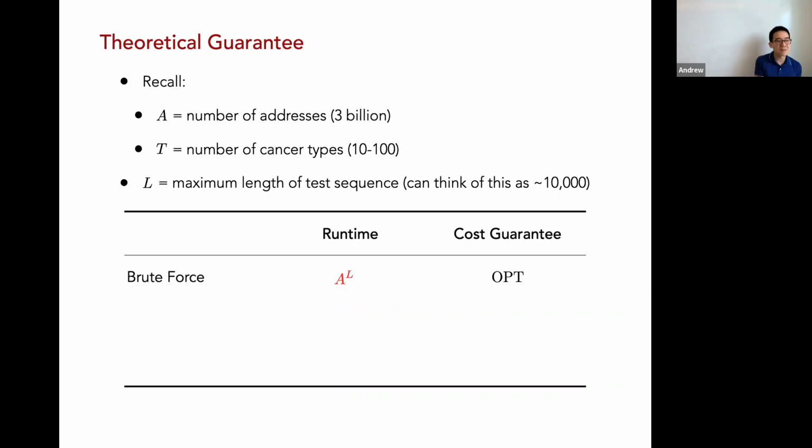In terms of runtime, that'll take you A to the power L. A is 3 billion. L is, I don't care what it is. It's not 1, right? This is a huge number. So I put that in red because I don't like it.